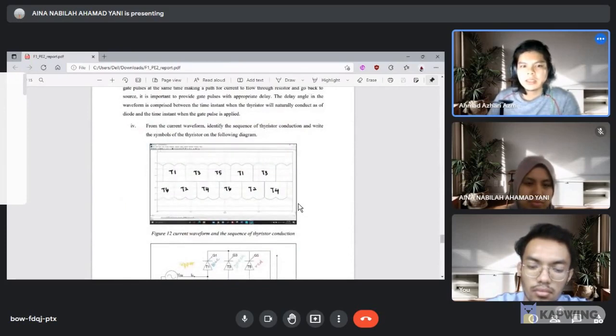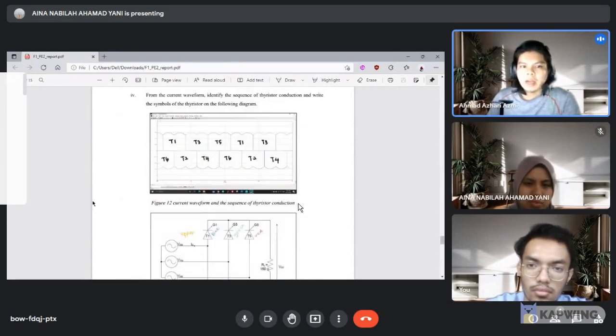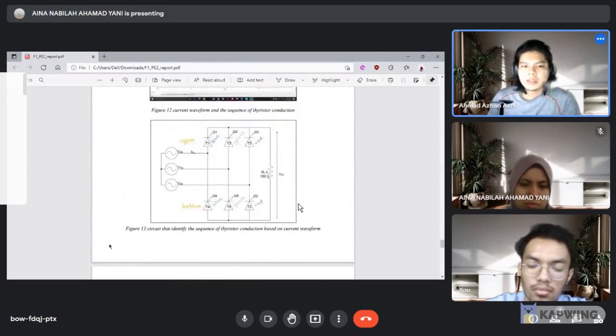So next, this is to identify the thyristors based on the circuit below. G1 and G4 are for the blue wave, and G3 and G6 are for the green wave, while G5 and G2 are for the red wave. Okay, that's all.